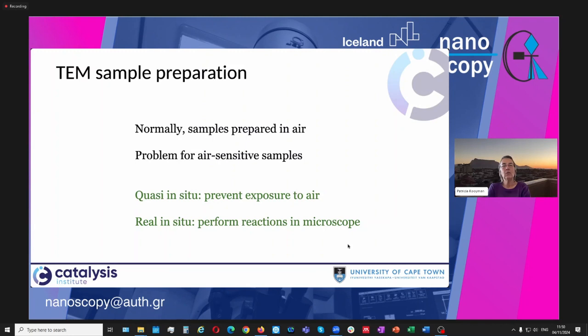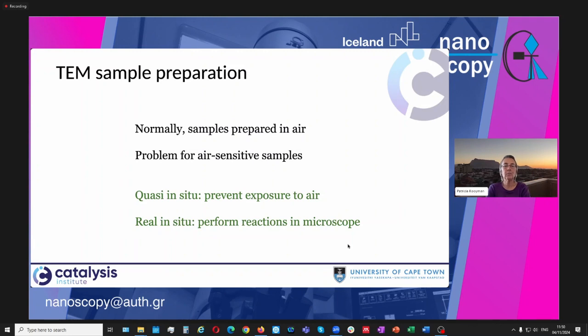So what we had already developed at Delft a long time ago is what we call quasi-in situ transmission electron microscopy, which I will start with in a moment. And that prevents at least your samples from being oxidized in air, but you're still studying frozen samples. So you can only do before and after catalytic experiment characterization of your samples. So what we wanted to do was actually see the catalysts perform the catalytic reactions in real time. So that's what we call real in situ or operando.